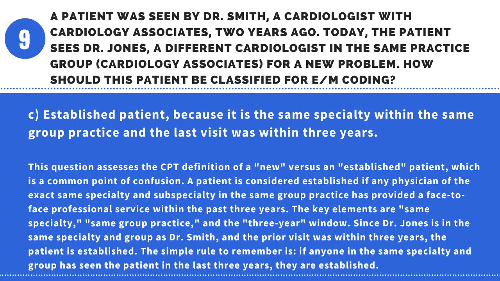The key elements are same specialty, same group practice, and the 3-year window. Since Dr. Jones is in the same specialty and group as Dr. Smith, and the prior visit was within 3 years, the patient is established. The simple rule to remember is, if anyone in the same specialty and group has seen the patient in the last 3 years, they are established.